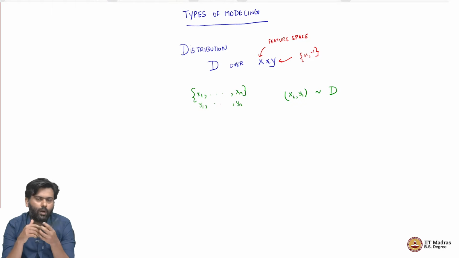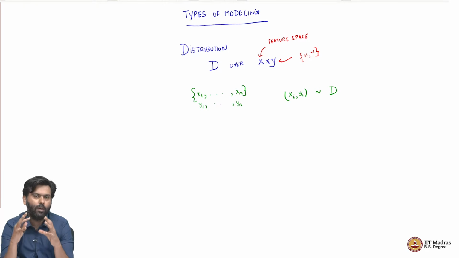So if you remember our estimation discussion, we had this box with some parameters inside, and then every time you pressed the box, a data point came out. There it was only the features. Now we are saying that you have a data point and the corresponding label also comes out, right.